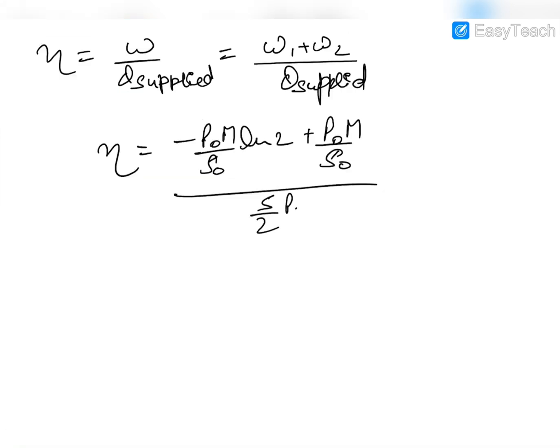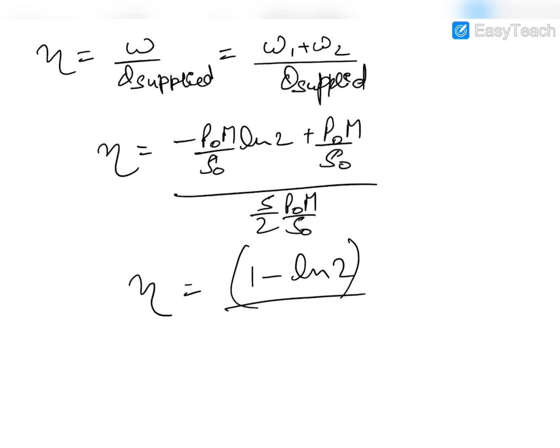So 5 by 2 P naught m by rho naught. So efficiency will be equal to 1 minus ln2, divided by 5 by 2. This would be the efficiency of this process. Now we move on to the next question.